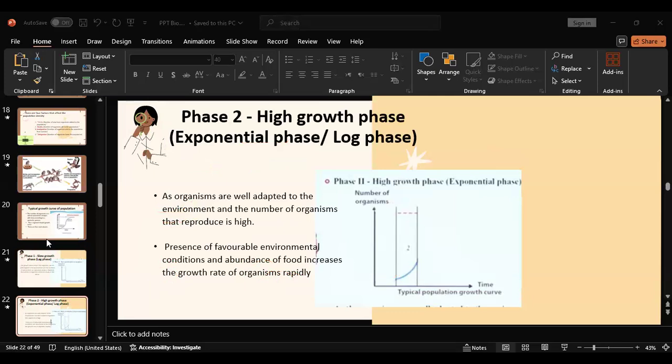The next one is phase 2, the high growth phase. Another name you can say is the exponential phase or log phase. The first one is the lag phase, and the second one is the log phase, the exponential phase, which increases rapidly. Here you may see a very, very high upward motion in the second graph.